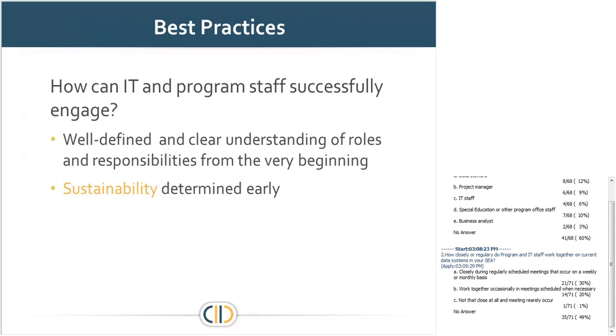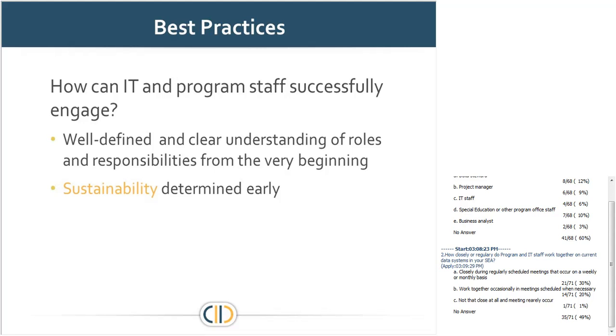All right. With that, some best practices and things to consider when it comes to this interaction between IT and program staff. And this really, for the most part, we just touched on this: having a well-defined and clear understanding of roles and responsibilities from the very beginning. And again, having a standard project management process laid out and a standard data governance process laid out will help facilitate this and really make this more of a natural process that will be much smoother as you engage with a project such as this.